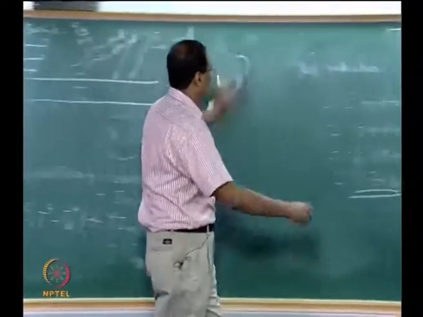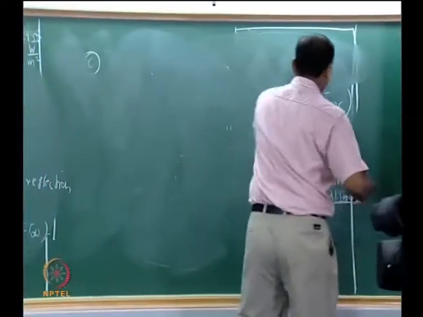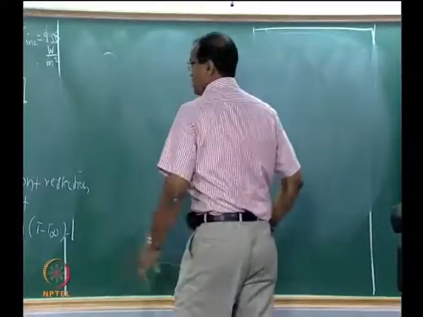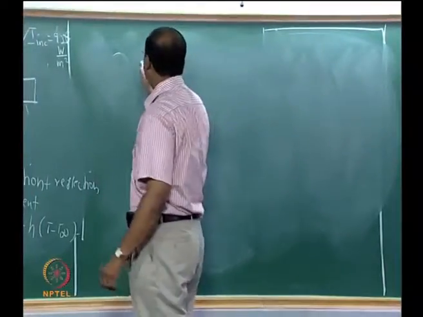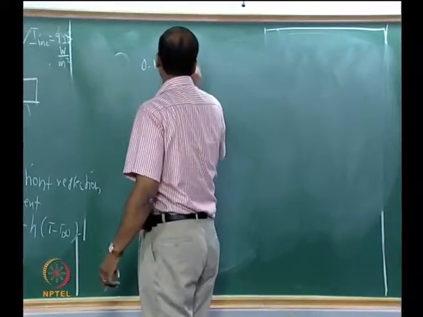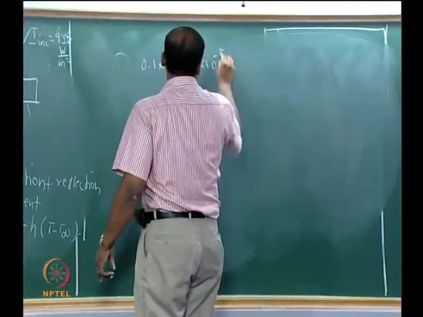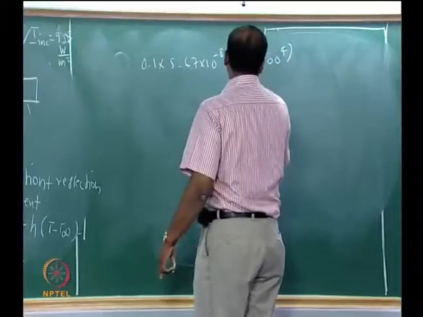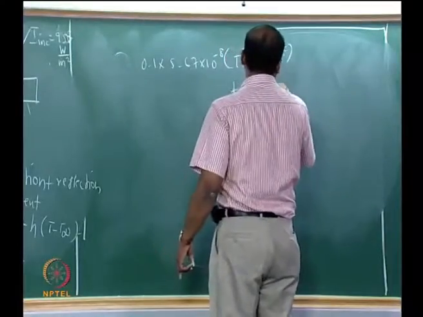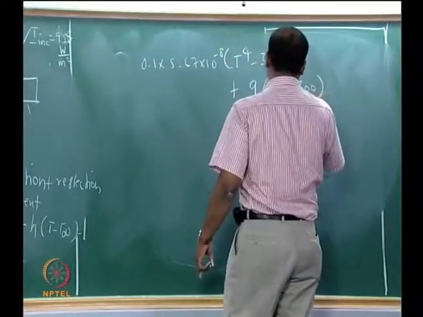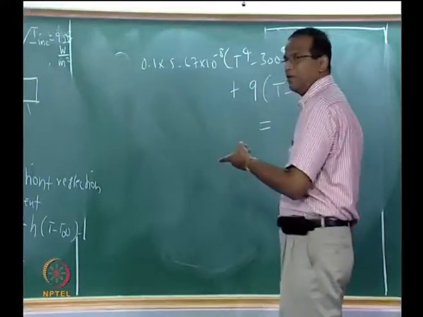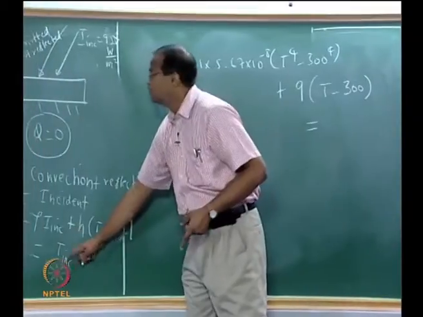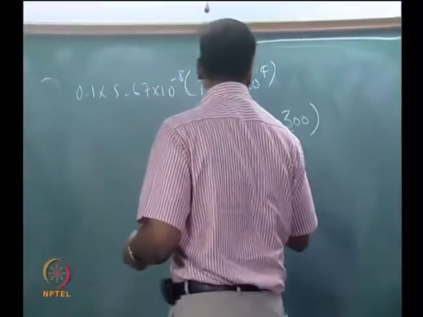Now, epsilon I gave you, what is the value? 0.1. Solar absorptivity is 0.9, correct. So the right side is 0.9 into 950, how much is that? We will just read.